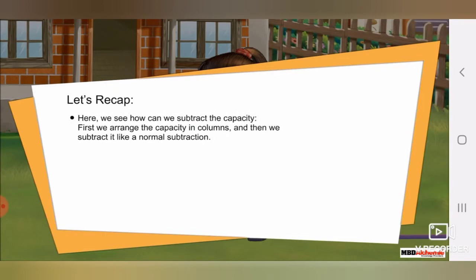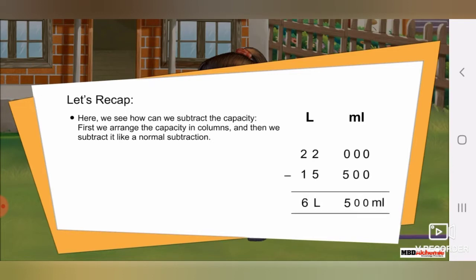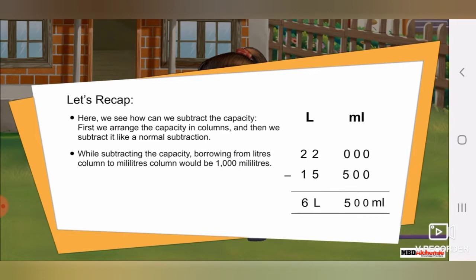Let's recap. Here, we see how to subtract capacity. First, we arrange the capacity in columns, and then we subtract it like a normal subtraction. While subtracting the capacity, borrowing from the liters column to the milliliters column would be 1000 milliliters.